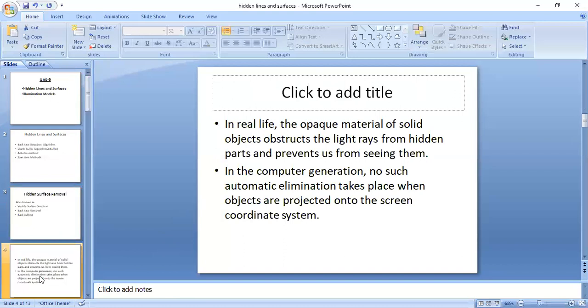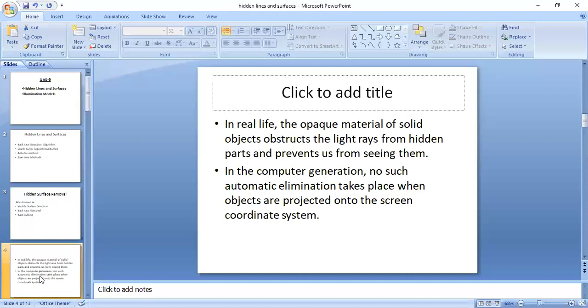Now, why do we need this topic? First we will understand that. Before moving to the algorithm part, we must understand what is the need of these algorithms, what is the need of this concept, why do we need to find the hidden surfaces, and why do we need to remove them.